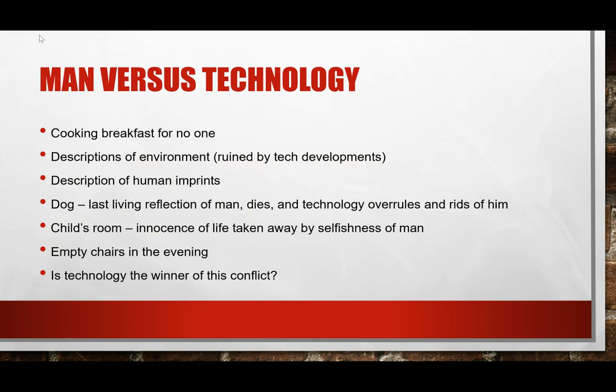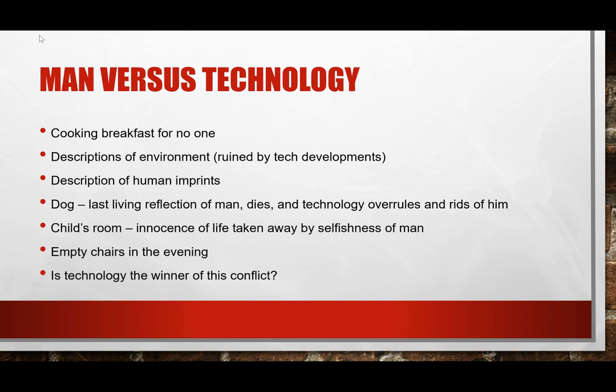So, examples of man versus technology in our text. This is not a comprehensive or complete list. This is me doing the best from my memory and just flicking through the text kind of quickly. So you might have other ones, and that is totally fine. If you're not entirely sure, just check in.